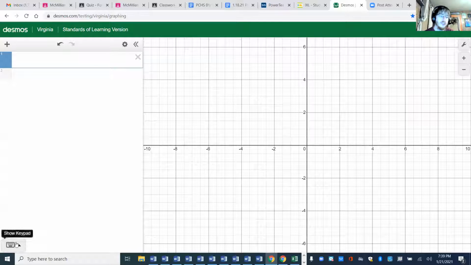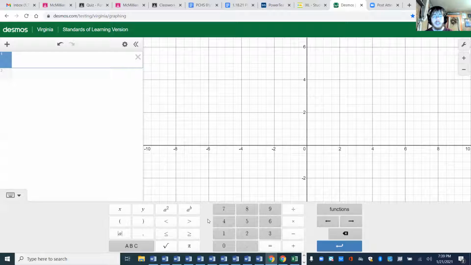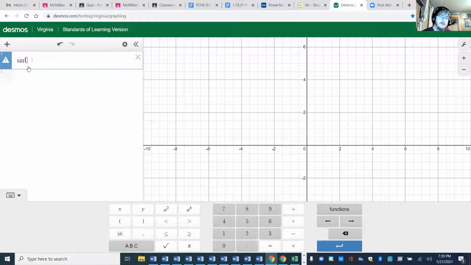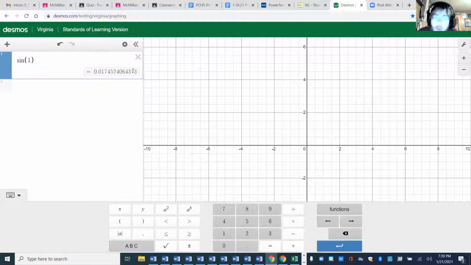So what we're going to do is click this keypad down here, and go over to functions. When we click functions, it brings up a trig menu first. And on the very left side of the trig menu, you'll see sine, cosine, and tangent. So we're going to click sine first, and then we're going to put 1. And then we're going to round this decimal to 4 places. So sine of 1 degree is equal to 0.017, and then the 4 has a 5 following it, so we're going to round up to 0.0175.